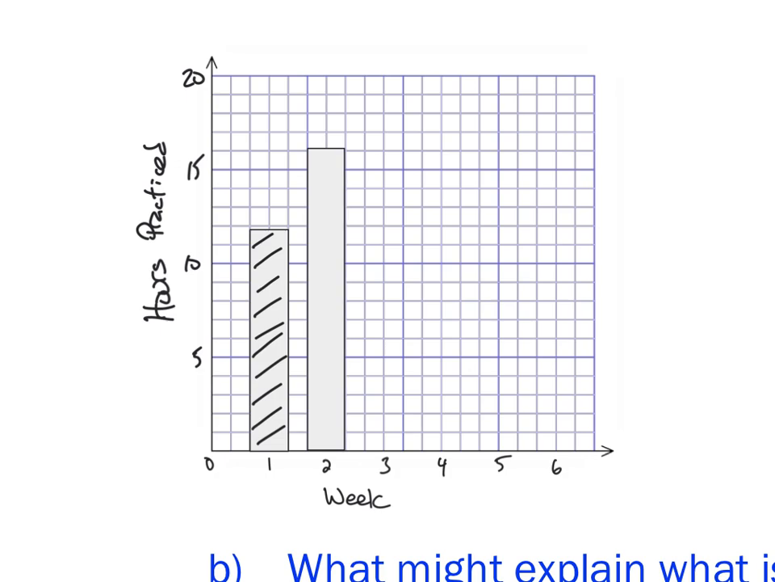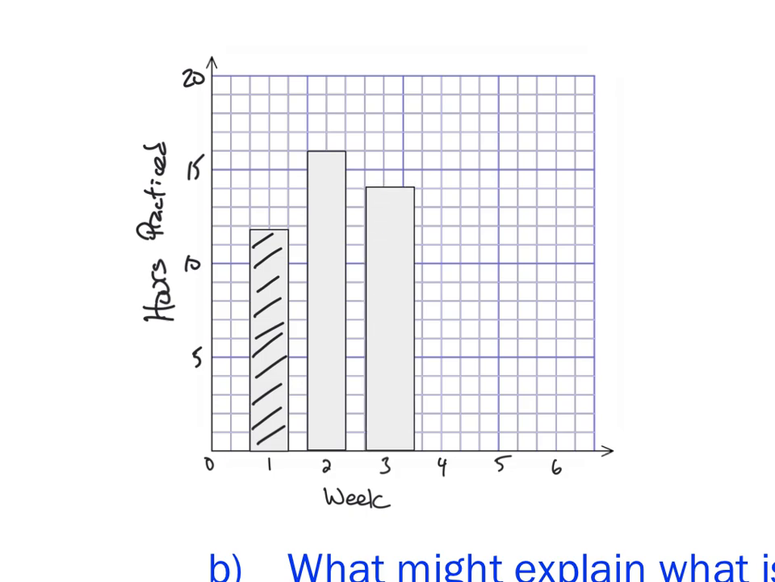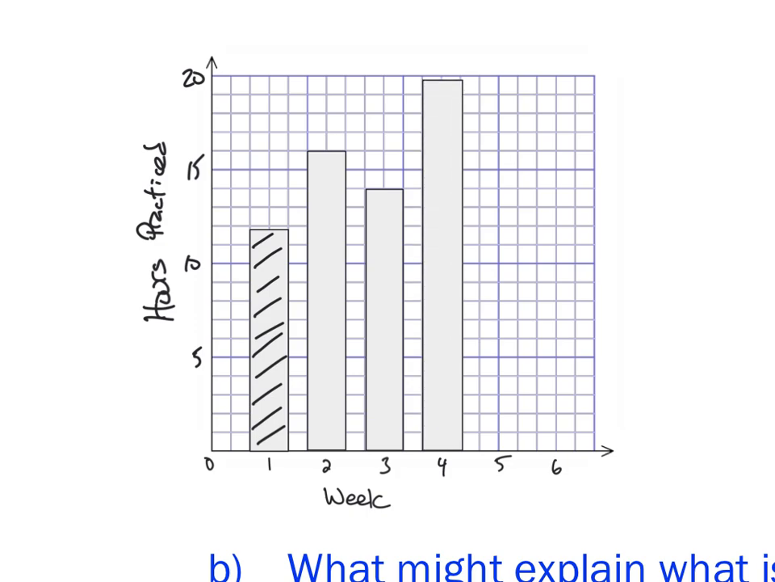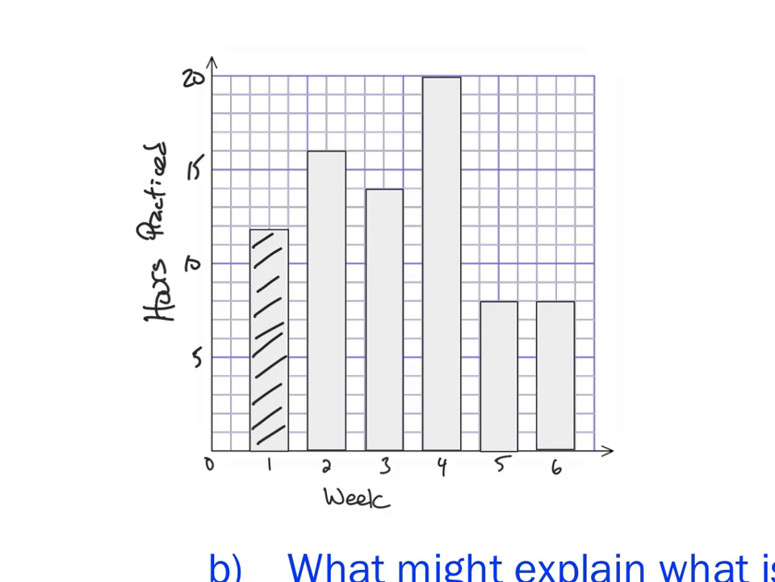All the way up to 16. And then all the way up to 14 for the third one. All bars should be the same width. Then we go up to 20 for the fourth one. And then we go down to 8 for 5. And we stay at 8 for once more. We're just going to go up to 8 here. So we're going to go ahead and shade these.